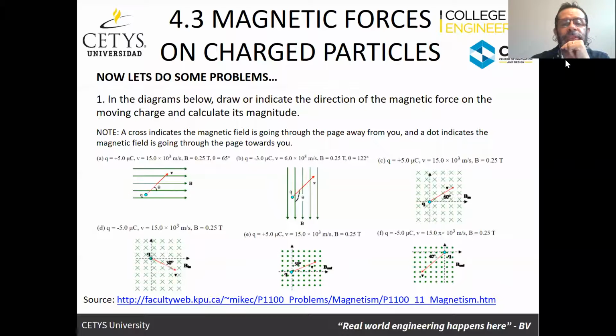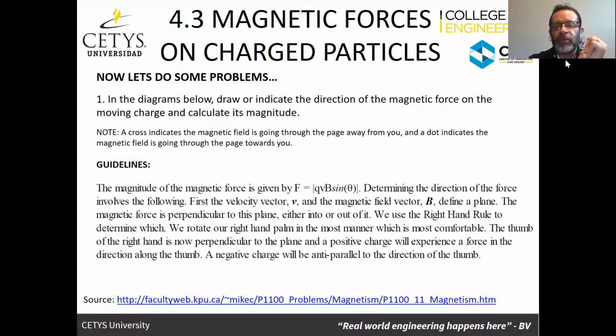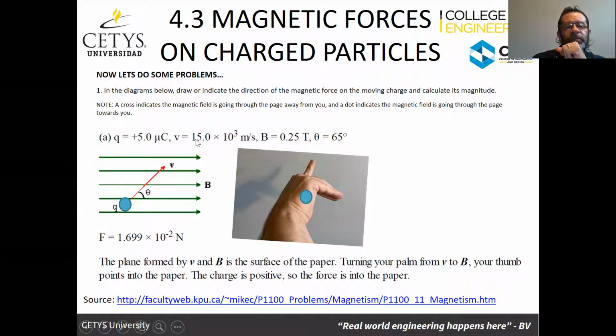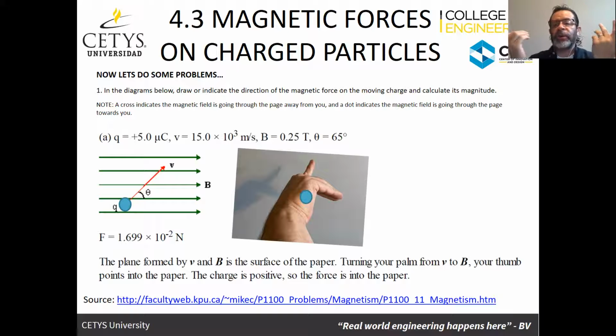So let's look at these problems here. This is just kind of an overview of what we're talking about. And so let's look at the first problem. The calculation of the force is very direct. It's just going to be Q, which in this case is 5 microcoulombs, multiplied by the velocity, which is 15 times 10 to the 3 meters per second, the magnetic field, remember it's given in Teslas, 0.25 Teslas, and the angle it has is 65 degrees. So sine of 65, we should get 1.699 or approximately 1.7 times 10 to the minus 2 newtons.